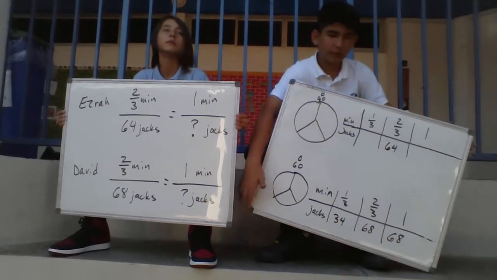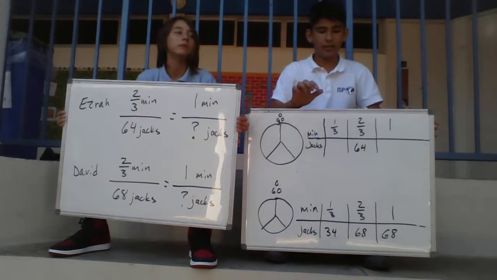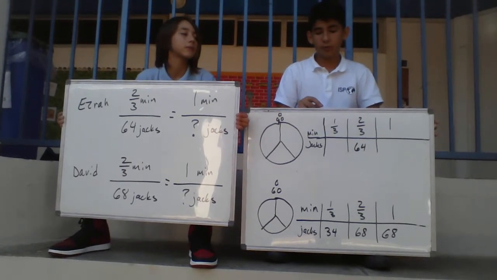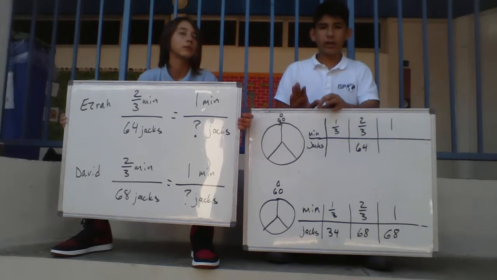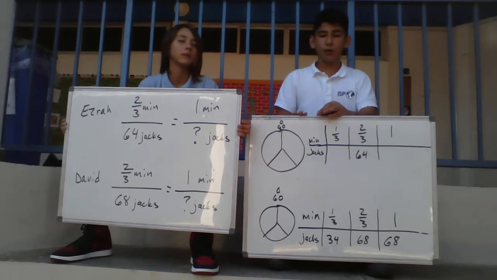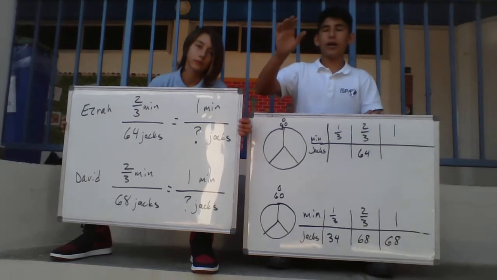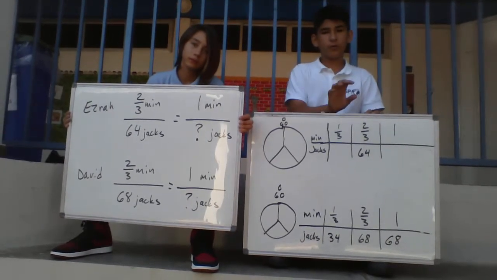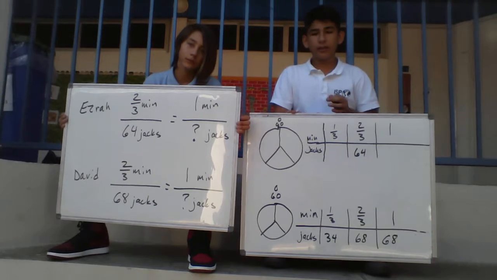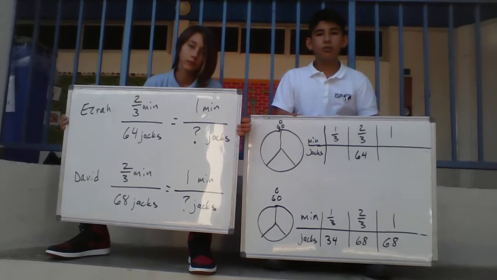So what I did is, Ezra did 68 jumping jacks in 2/3 of a minute. So I took half of 68, so it's 34, and then I saw in 1 minute how he will do. So I put 34, 34, and 34, and then I add them, and in a minute he would have done 102 jumping jacks.